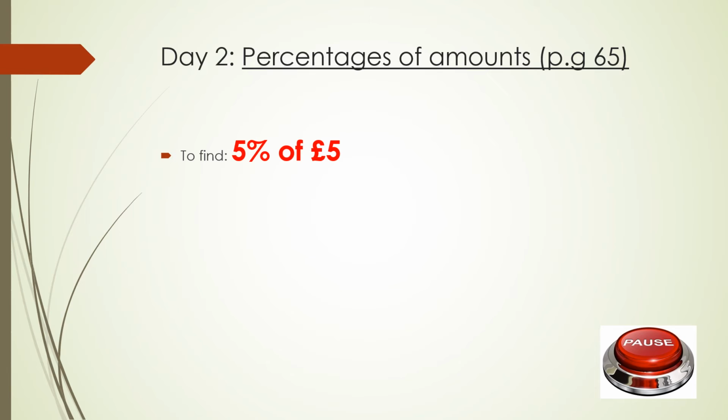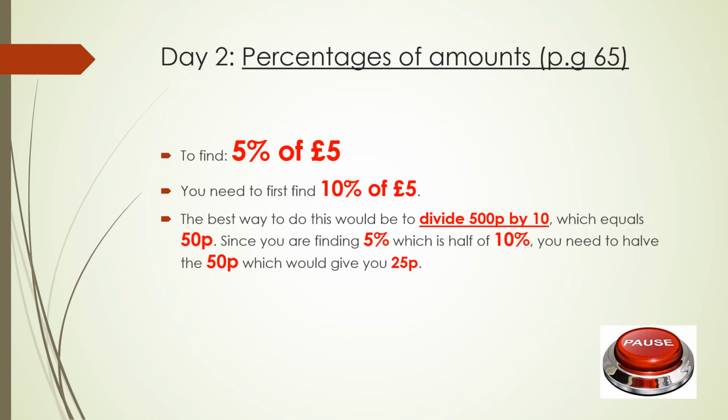To find 5% of 5 pounds, you need to first find 10% of 5 pounds. The best way to do this would be to divide 500p by 10, which equals 50p. Since you are finding 5%, which is half of 10%, you need to halve the 50p, which would give you 25p.